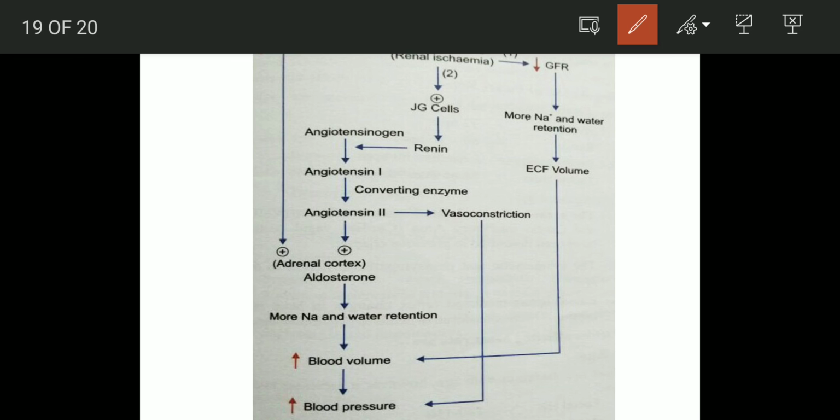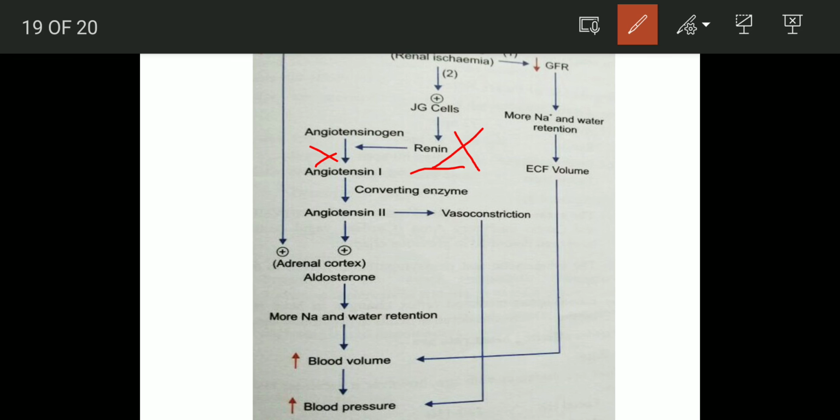In your pharmacology classes, you will learn about many drugs which are acting in this pathway. There are many antihypertensive drugs which are acting on these pathways. Like we can inhibit renin. The drug which inhibits the renin is called aliskiren. Then there are also many drugs which act on the conversion of angiotensinogen to angiotensin 1. These are the sartan drugs.